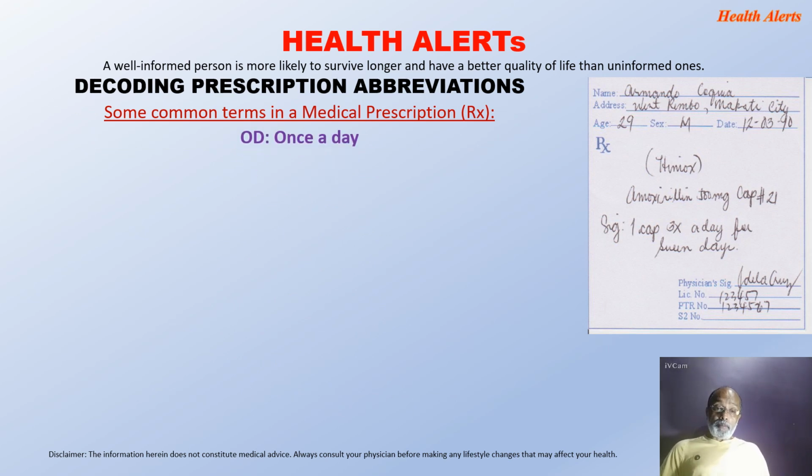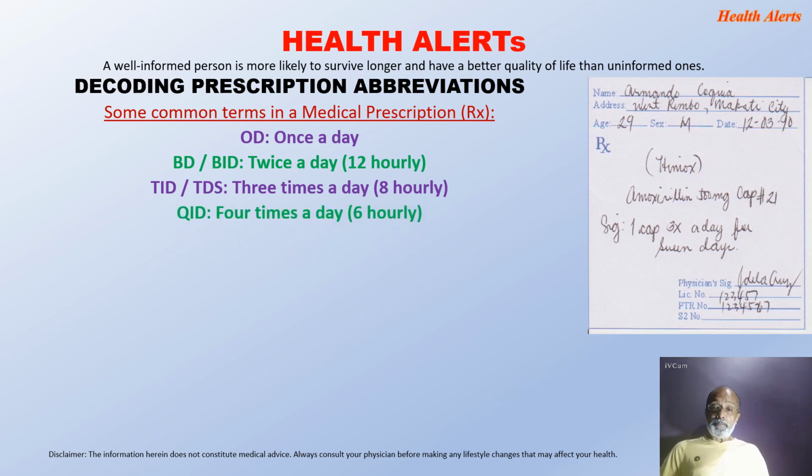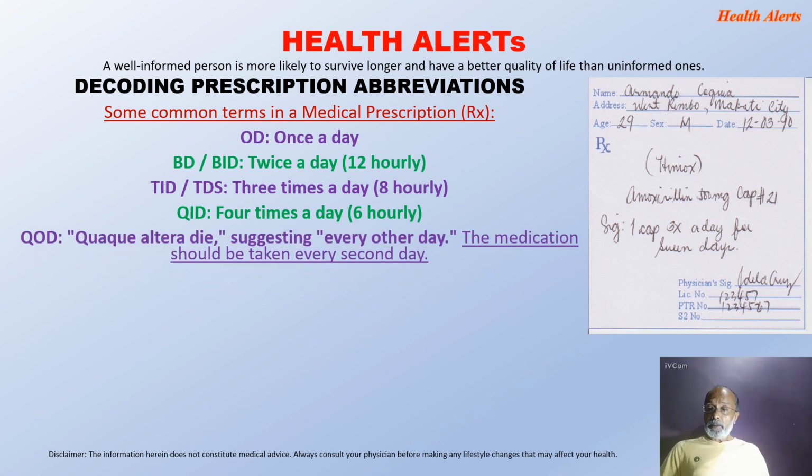The common abbreviations which are used or found in a prescription may be OD. OD stands for once daily. That means the drug has to be taken just once a day. BD or BID stands for twice a day, that is, the drug has to be taken twice a day or 12 hourly. TID or TDS means the drug has to be taken 3 times a day or 8 hourly. QID means the drug has to be consumed 4 times a day or 6 hourly.